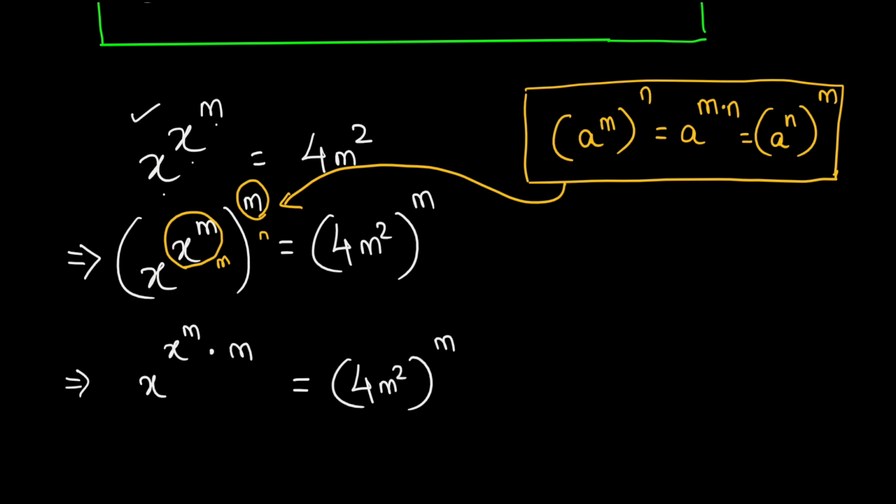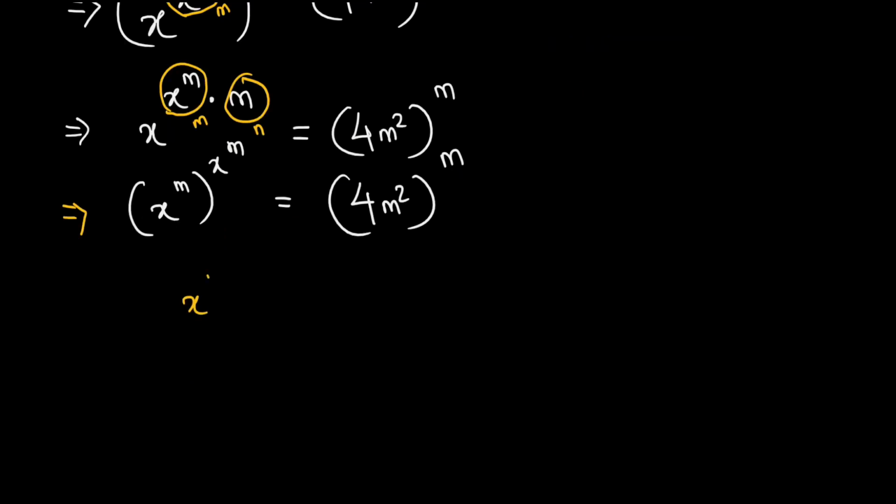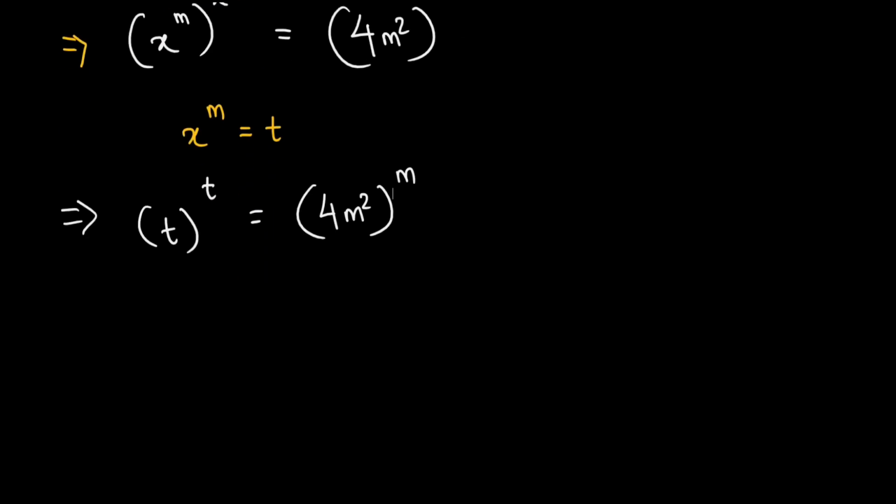Now as this is m and this is n, then we can again rewrite this as x to the power n to the power m is equal to 4m square whole to the power m. Now let us consider x to the power m is equal to t. Hence we can rewrite this equation as t to the power t is equal to 4m square whole to the power m. Further simplifying this equation, we can rewrite this as 4m square.